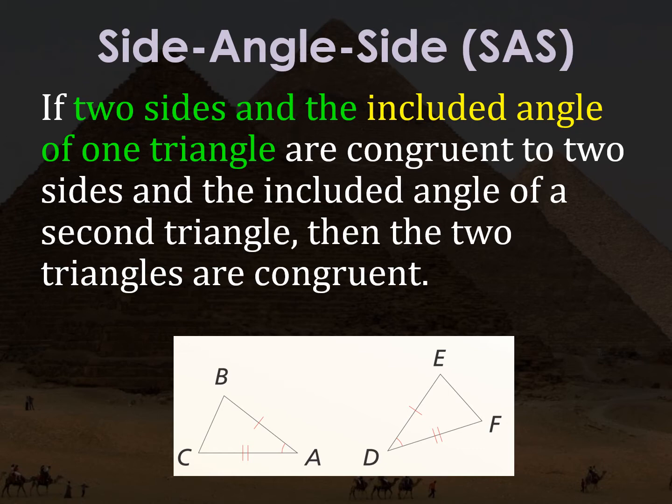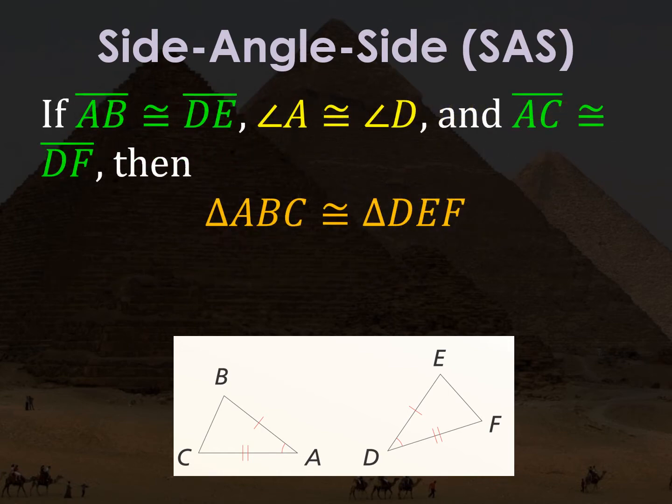If 2 sides and the included angle of one triangle are congruent to 2 sides and the included angle of a second triangle, then the 2 triangles are congruent. So in this case, AB is congruent to DE. Notice the 1 hash mark. Angle A is congruent to angle D. And side AC is congruent to side DF. Then triangles ABC and DEF are congruent. Remember, you had to have the letters in order. So notice A goes with D, B goes with E, C goes with F.